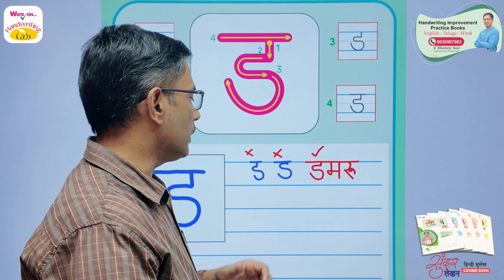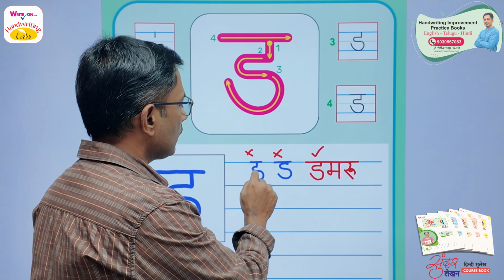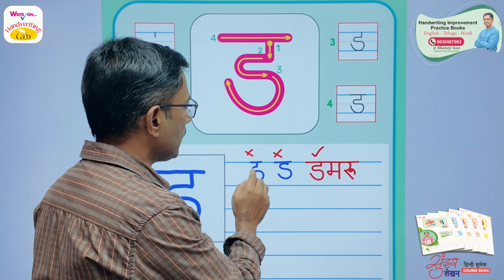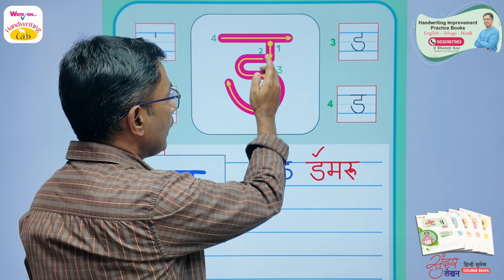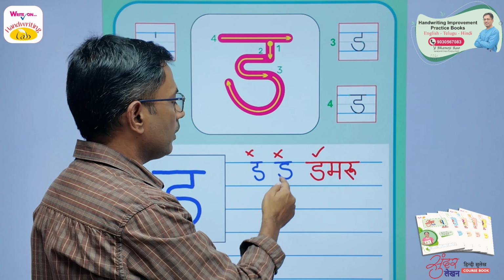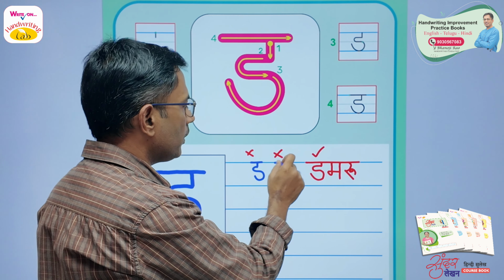The mistakes in these letters. In this letter, the third step, the curved part is entirely made to the right side. The curved part should be made to the left from this standing line. And here, the standing line is very small.